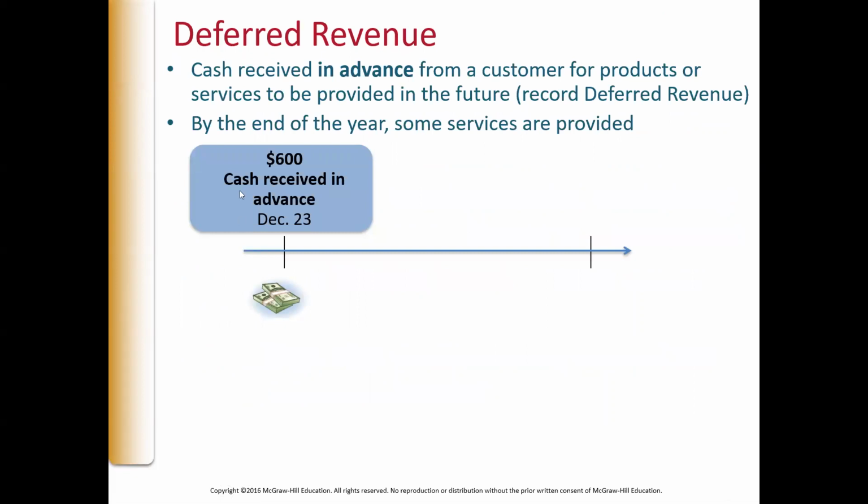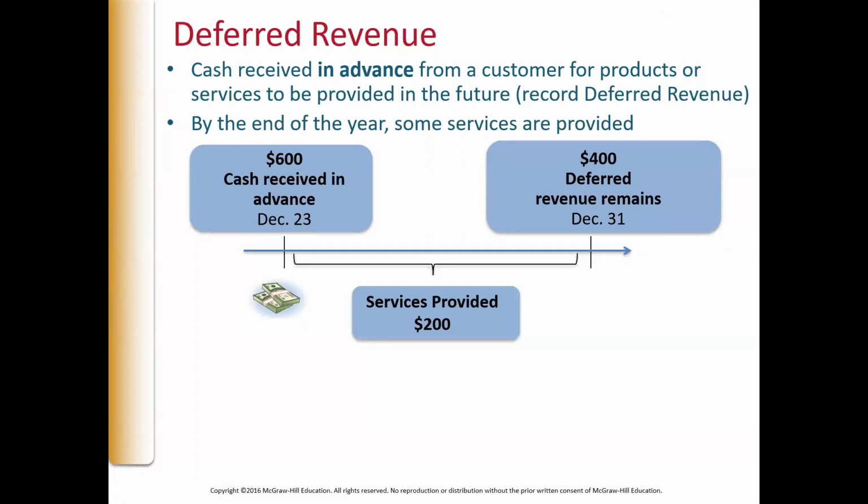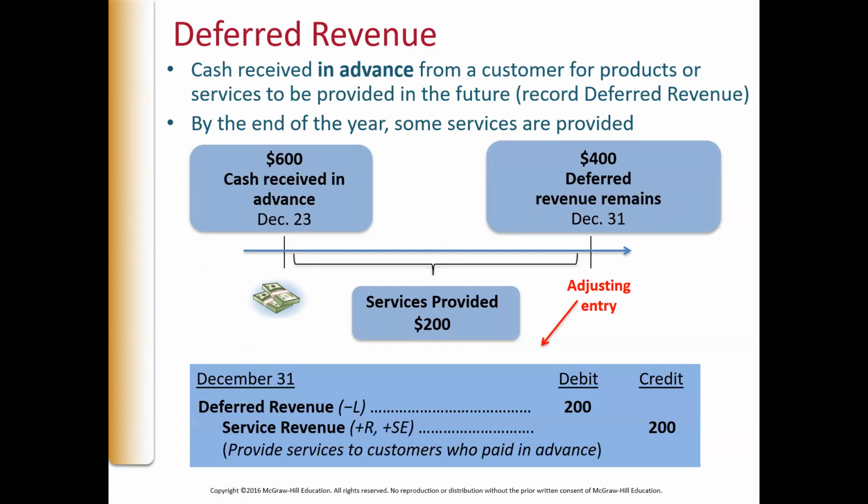So here's an example. Cash received in advance from a customer for products or services to be provided in the future are recorded as a debit to cash, a credit to the liability deferred revenue. But by the end of the year, some services are provided. So what if we did provide some of these services? $200 of this $600 was completed, which means we have $400 remaining at the end of the month. But do you see what we'll need to do is debit the liability, deferred revenue, and we'll credit the revenue account, service revenue. This shows we did provide $200 worth of those services we need to provide.